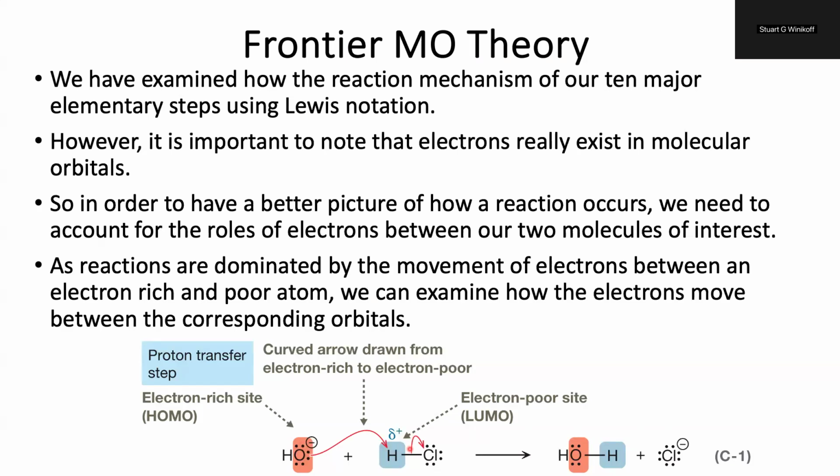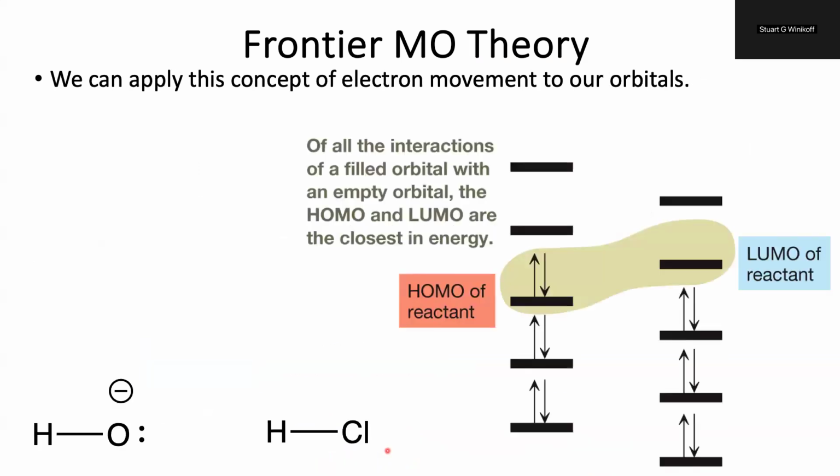And again, since these reactions are dominated by how we're moving from electron-rich to electron-poor atoms, what we can do is really examine how these correspond to certain orbitals. So what orbital are my electrons located in, and what orbital are they moving into? So when we do this, we quickly find our HOMO and LUMO.